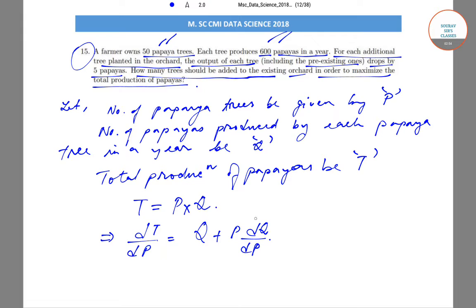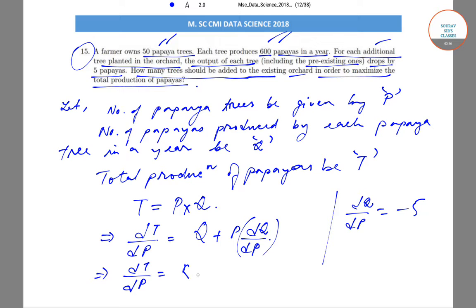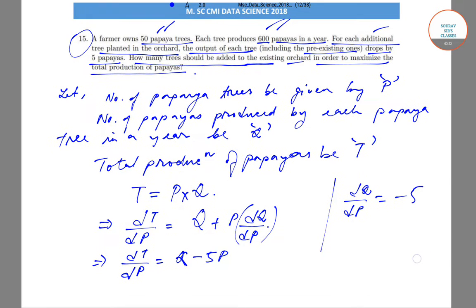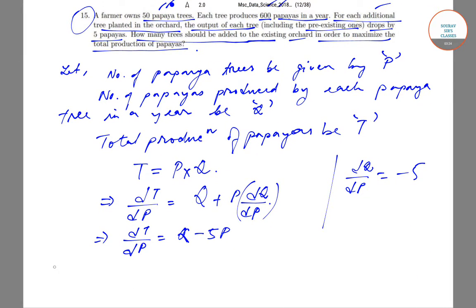But now, it has already been mentioned that for each additional tree planted in the orchard, the output of each tree drops by 5 papayas. So therefore that means that dQ by dP will be equal to minus 5. So therefore this gives us that dT by dP will be equal to Q minus 5P.